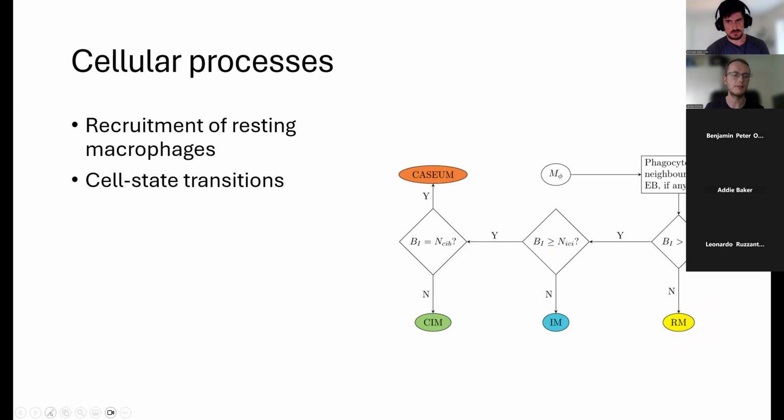The macrophages will also change state depending on how many bacteria they've currently phagocytosed. So if it's none, they're resting. If it's below this transition NICI, which stands for the number to move from infected to chronically infected, they're infected. And if it's phagocytosed more than this, then it's chronically infected. And if it's reached the burst point, then it becomes caseum, this dead material.